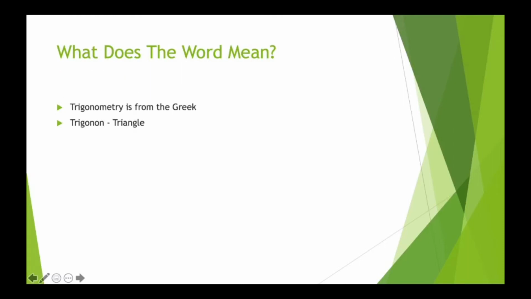We have the beginning of this, or the prefix. We've got trigonon, which means triangle, and then we've got metron, which means measure. So this is the measure of triangle, or it's the way to measure the pieces of the triangles. And that's what we're going to study today.